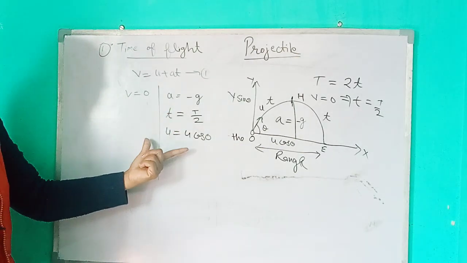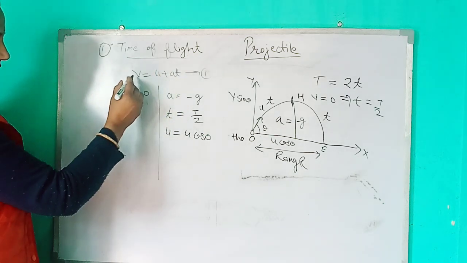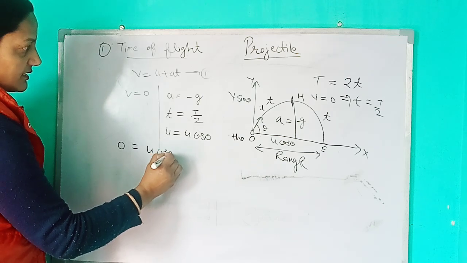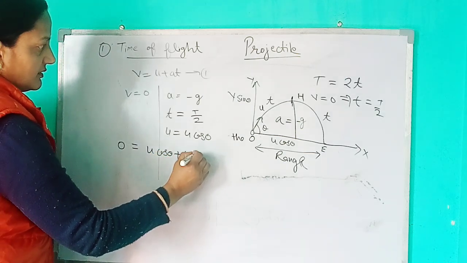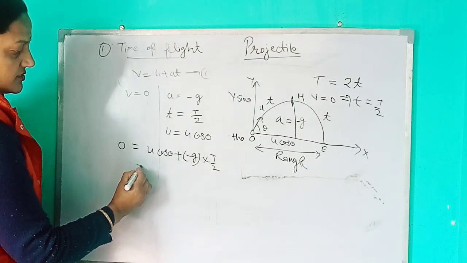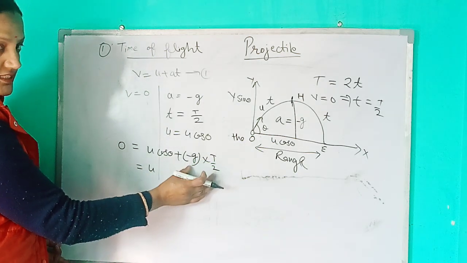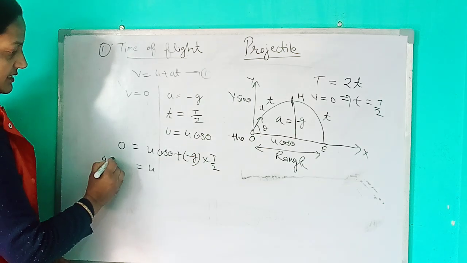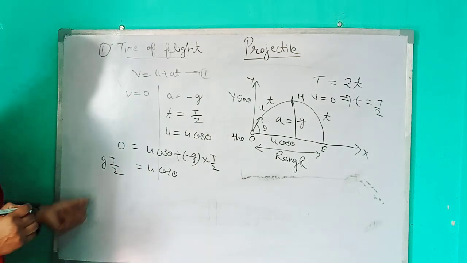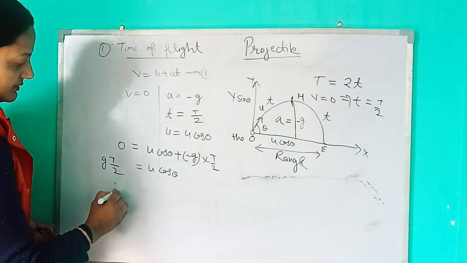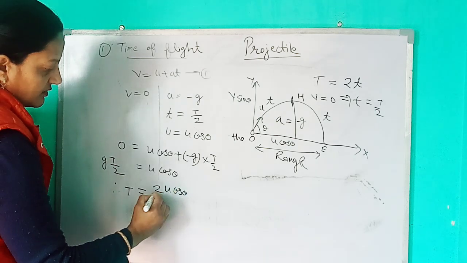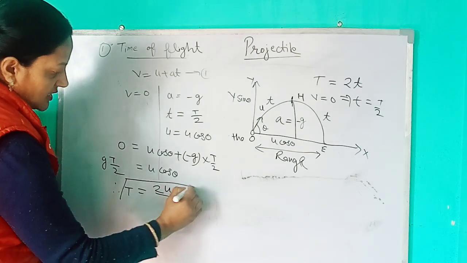Now put all these parameters in equation number 1. We get v, which is 0, is equal to u cos theta plus minus g into T over 2. We can take the negative term to the other side: g T over 2 is equal to u cos theta. We have to find time, so therefore T is equal to 2 u cos theta over g. This is the time of flight.